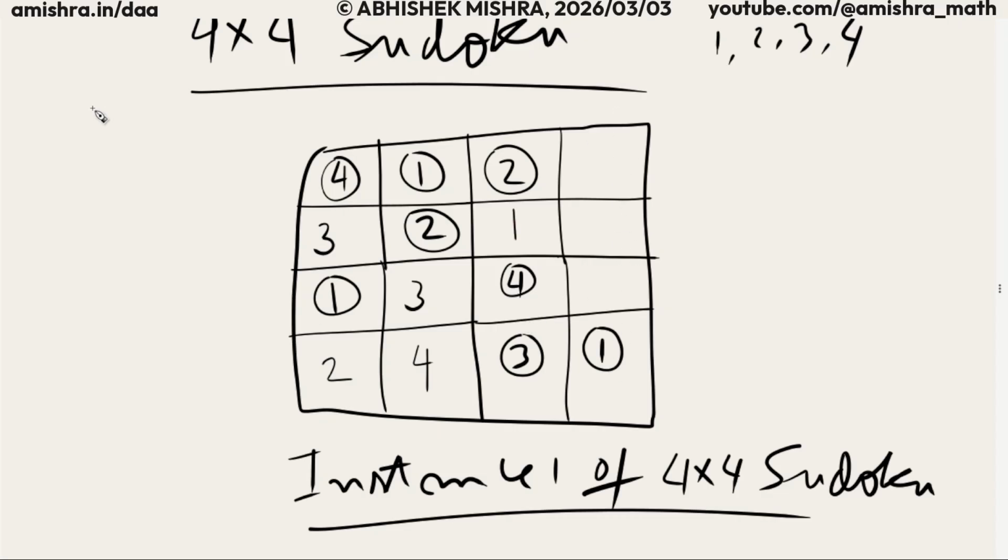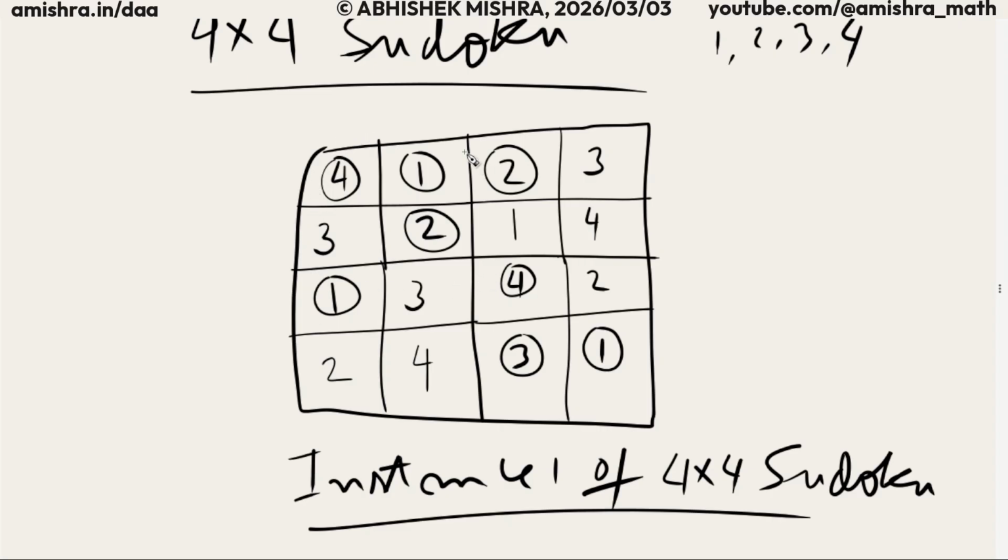Now we have this first row 1 2 4, 3 is missing, we write 3. Second row 1 2 3, 4 is missing, we write 4. Third row 1 3 4, 2 is missing, we write 2. So now we should verify that our solution is correct.